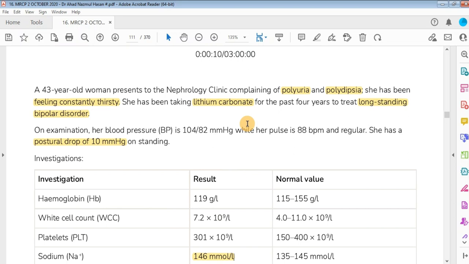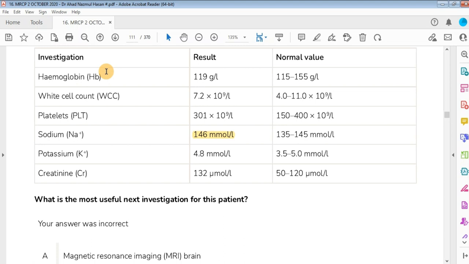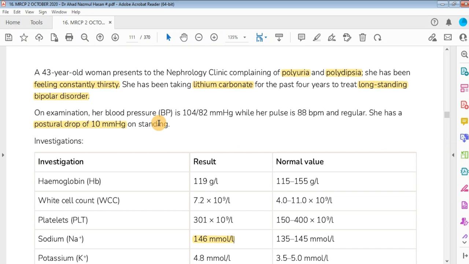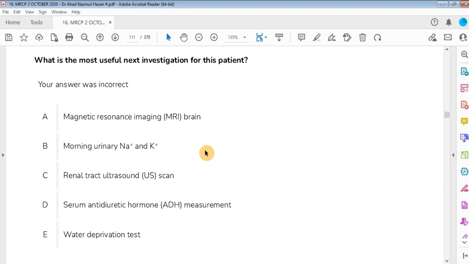So this patient is having the features of diabetes insipidus, with polyuria and polydipsia, a long history of taking lithium carbonate, with postural drop and high normal sodium. So this points towards lithium-induced nephrogenic diabetes insipidus. So in order to establish the nephrogenic diabetes insipidus, what should be the most appropriate next step?